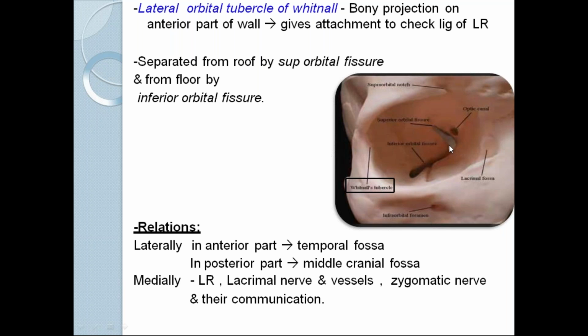This is another picture showing the superior orbital fissure, and this bony projection is your Whitnall's tubercle. Here you have the supraorbital notch, and on the medial side you have a lacrimal fossa. Inferiorly you have the maxillary bone forming the floor of the orbit predominantly, and there is a foramen beneath that, called the infraorbital foramen.